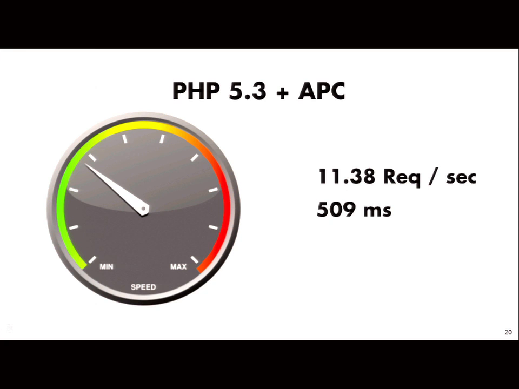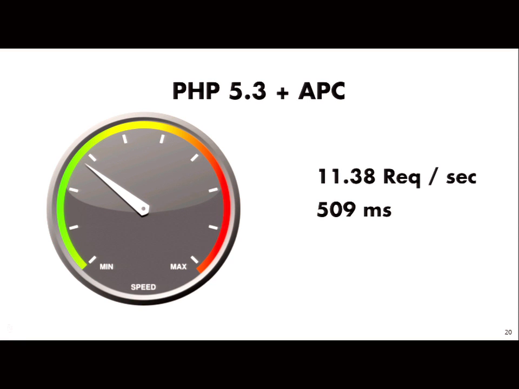So PHP 5.3 with APC enabled and everything else tuned and dialed, the way that we have it. So there's no gotcha in this setup. In a long run of requests where everything has had time to warm up, it averaged out to 11.38 requests per second and a 98th percentile response time of 509 milliseconds. And that's not bad, right? Half a second response time for an uncached page coming out of your Drupal site is not terrible.